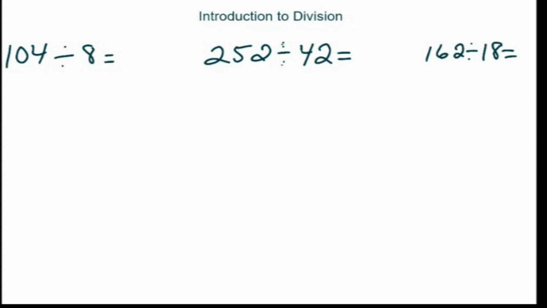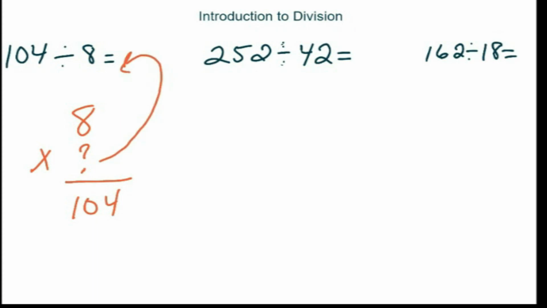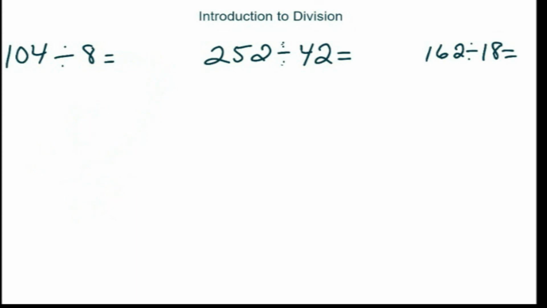We have to guess which number times 8 would give us 104. Whatever number multiplied by 8 gives us 104, that number is our answer to this division problem. So we're going to start by multiplying 8 by several numbers until we get 104 as our answer.